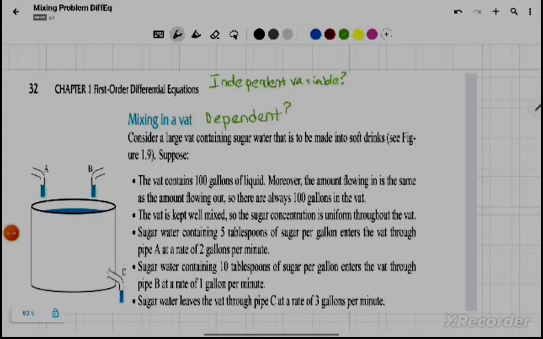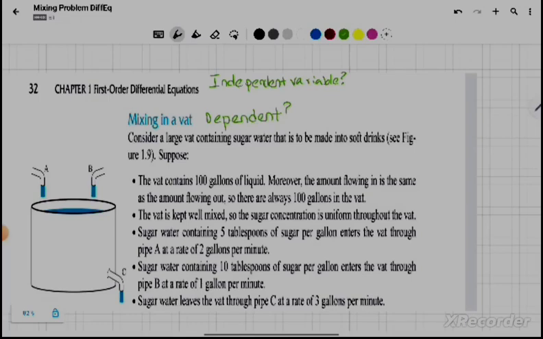So here from section 1.2, we have this mixing problem. And then we say that there's a large vat containing sugar water that is to be made into soft drinks. Before we begin, let's consider that there's always going to be 100 gallons of liquid in this tank. There's some amount coming in at pipe A and some amount coming in at pipe B, but that same amount is coming out at pipe C, so we always have 100 gallons.